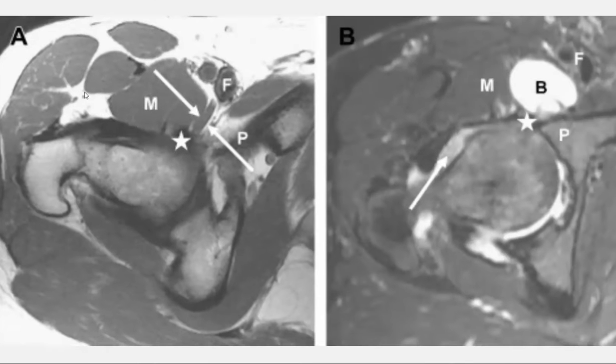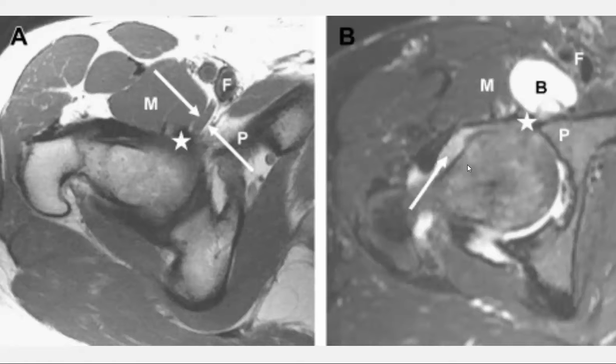This is, on the left A, T1 axial weighted imaging of the right hip joint. It shows this low signal intensity structure, which is actually a non-distended iliopsoas bursa. It's between the two arrows.